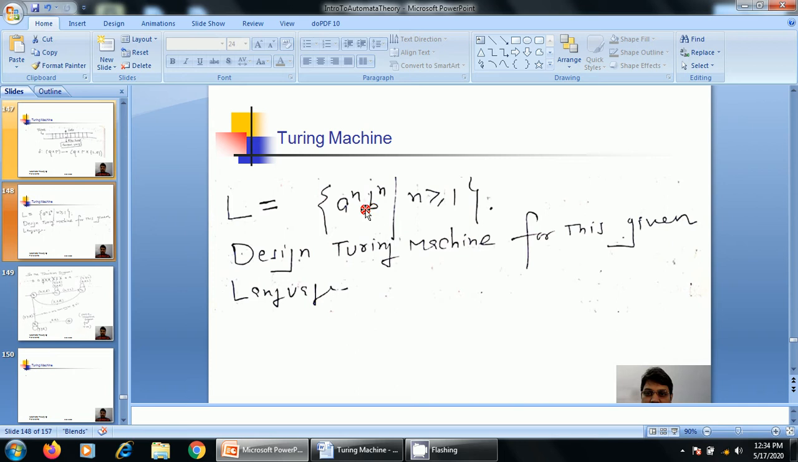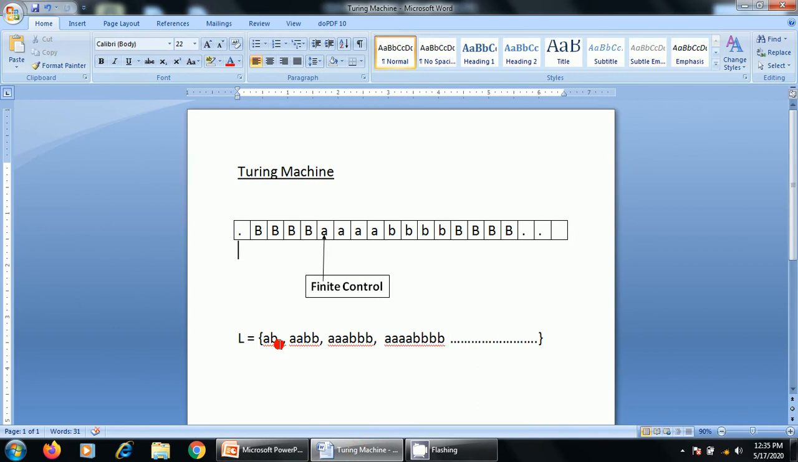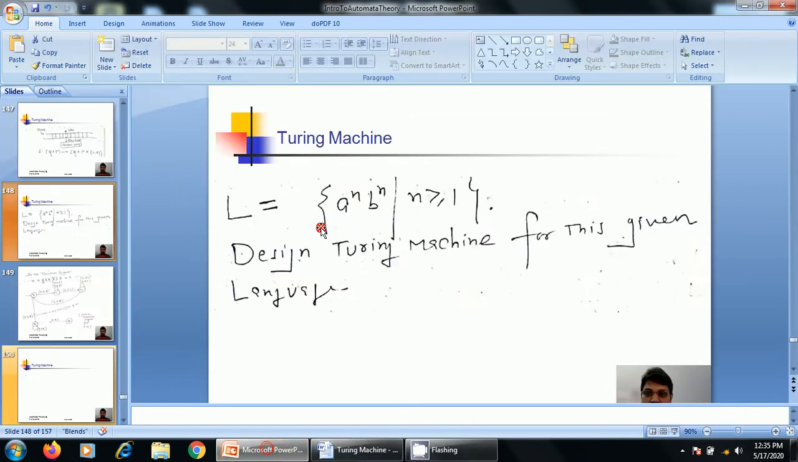If n equals 1, then a followed by b is a string. If n equals 2, then 2 a's followed by 2 b's is a string. If n equals 3, then 3 a's followed by 3 b's is a string. Means equal number of a's followed by equal number of b's. Now see, ab is a string, aabb, 3 a's 3 b's, 4 a's 4 b's, means equal number of a and equal number of b, and all a's followed by all b's. These all are the strings of this language.